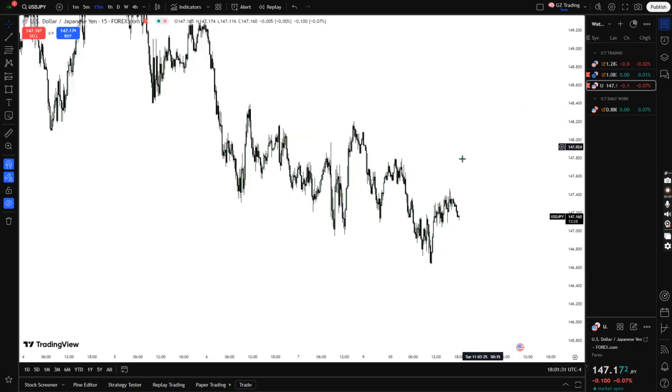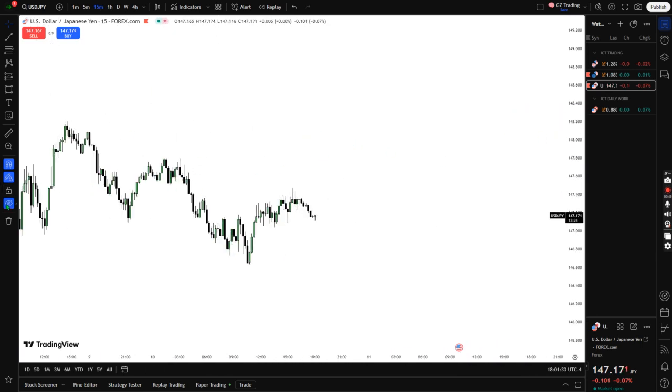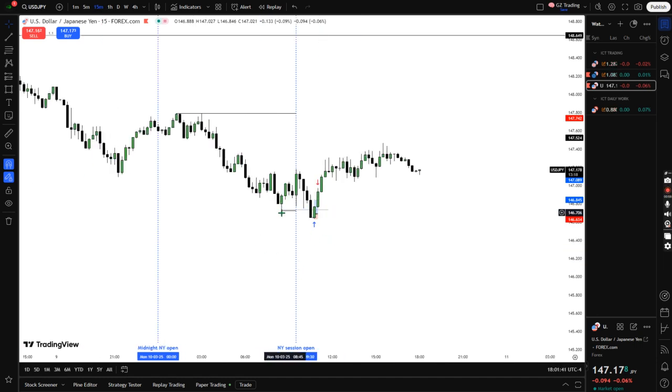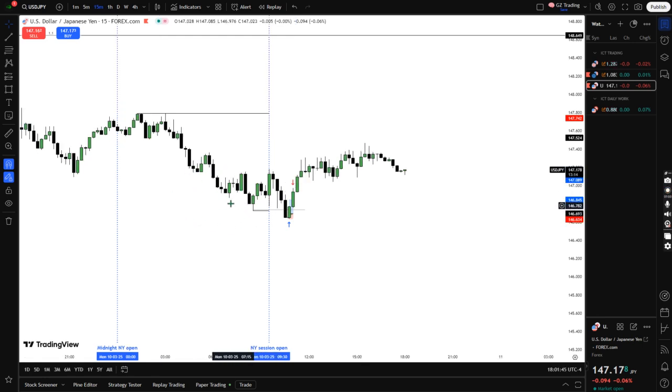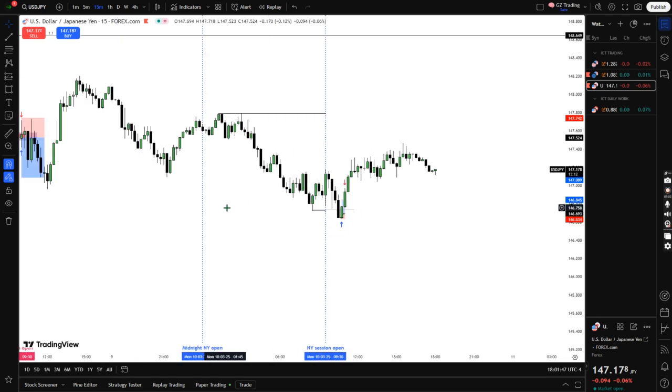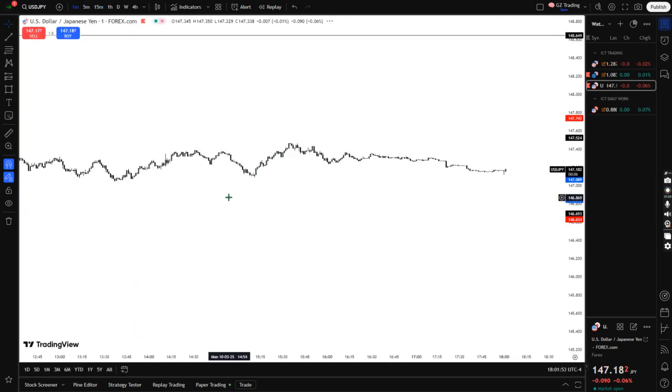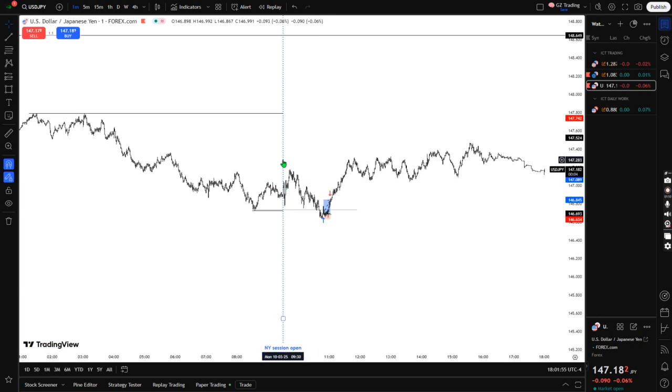I saw there was an important low created down here, as you see, between the New York Open at midnight and the New York session open. So I was interested in taking this out and then going long, because there were also some equal highs here. So I went down on the 1 minute chart, waited for 9:30, which is my session open.